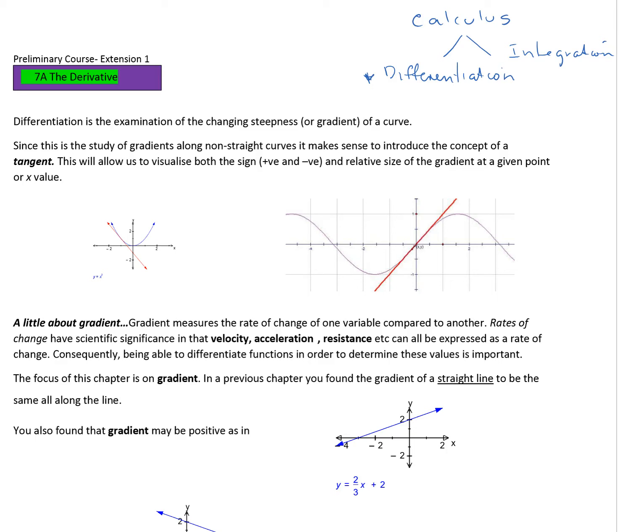Chapter 7 is called the derivative. In this chapter, you're going to be introduced to an aspect of mathematics called the calculus of mathematics, which actually has two branches, as you can see here. Chapter 7 focuses on differentiation. There is this other branch, which we will come to a little bit later.